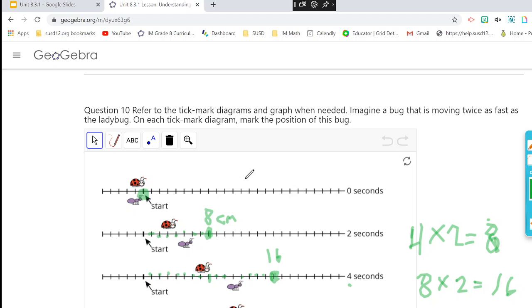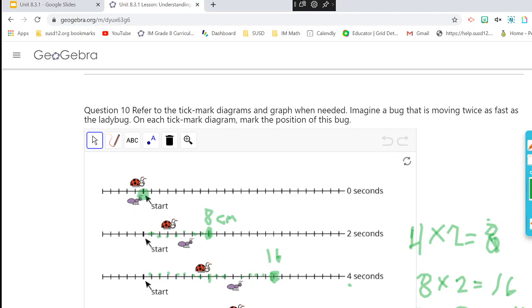At time equal to 6 seconds, ladybug has traveled 8, 9, 10, 11, 12 centimeters. So how far has green bug traveled? Well, remember, green bug is twice as fast as ladybug. So 12 centimeters times 2 equals 24 centimeters. Let's label that on here. This was 12, 13, 14, 15, 16, 17, 18, 19, 20, 21, 22, 23, 24. Here is green bug's position at 6 seconds.